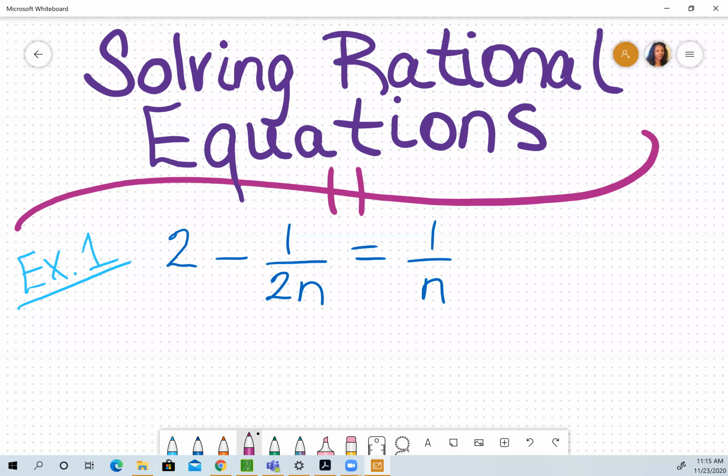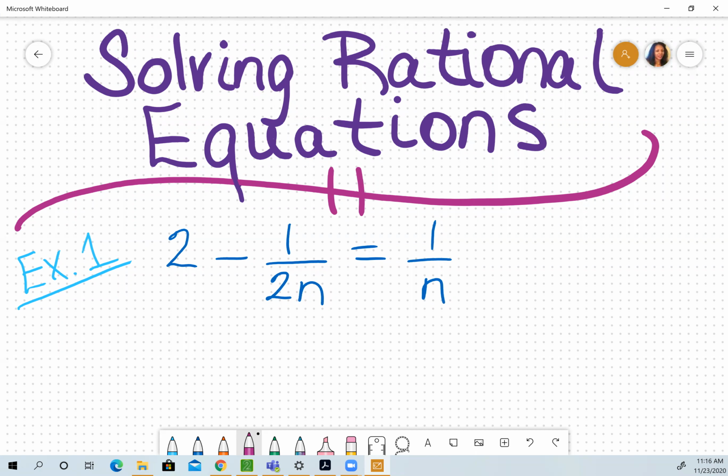In previous videos, I talked about adding, subtracting, and multiplying rational expressions. This time we're talking about solving rational equations. When you see the word equations, look for an equal sign because that tells you your answer is going to be in the form of variable equals something.